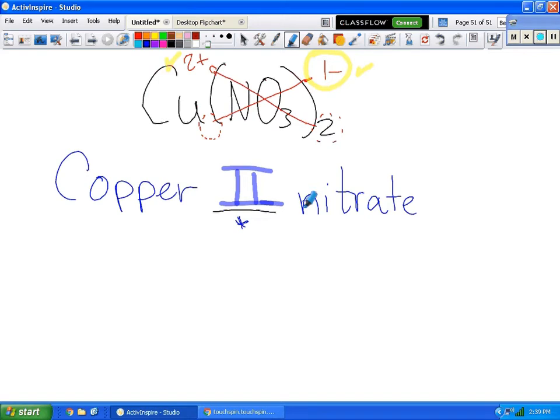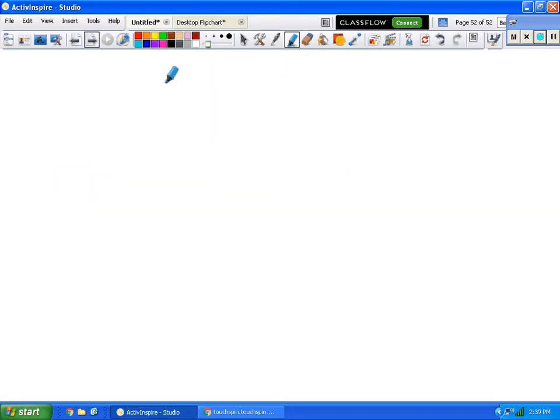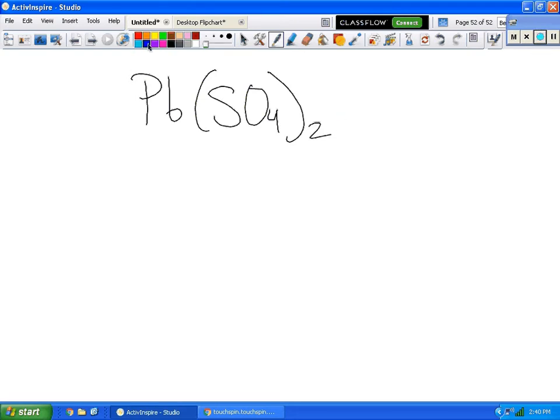Alrighty. And the final one, I'm going to change things up on you. Go to the bottom right one, because the bottom left one I'm going to let you guys do in just a second. So Pb(SO4)2. All right, Baker, what is Pb? It's lead. Is lead a metal? Is it a transition metal?